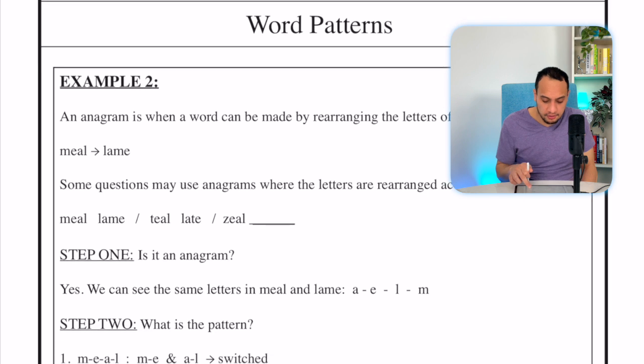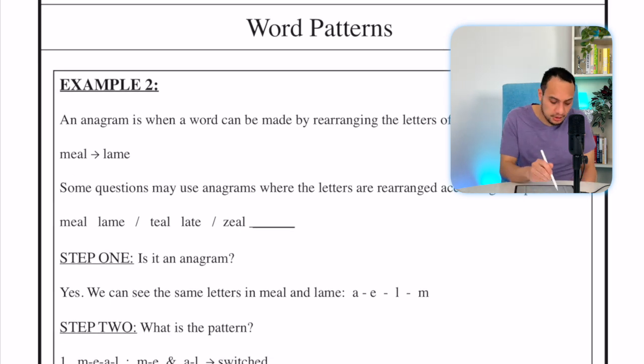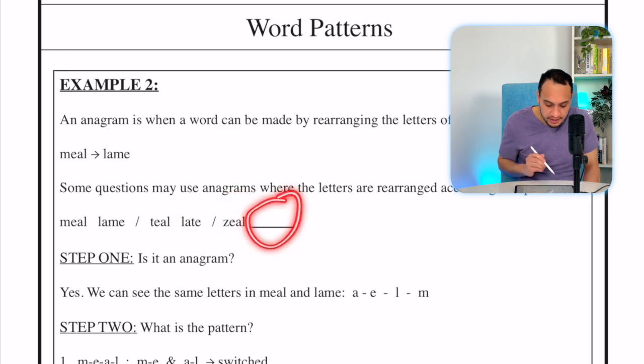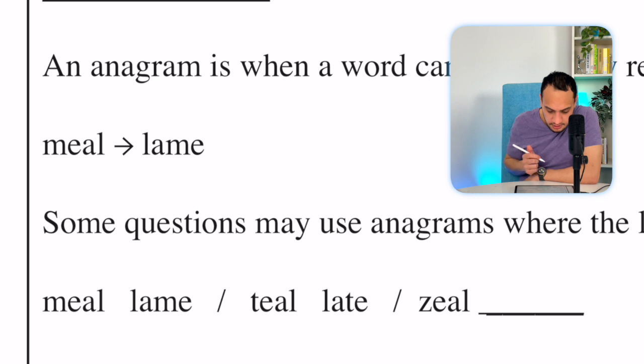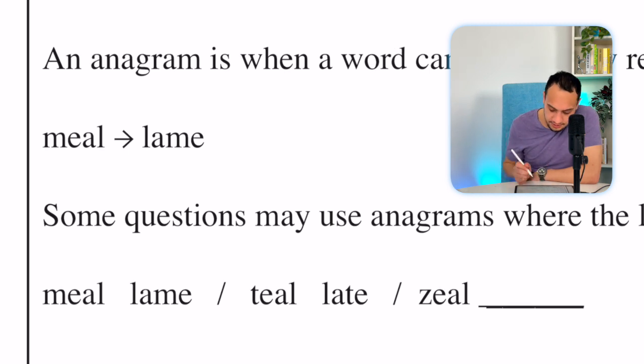Let's have a look at an anagram example. In this example 2, we've got meal and then lame. And you can see that lame is made from some of the letters in meal. So let's have a look at this example here. It's got meal, lame, teal, late, zeal, and then we've got to work out what's there. So let's just isolate this example. This is how I deal with this. We've got meal and lame, teal and late, and then zeal, and we've got to find the final example.